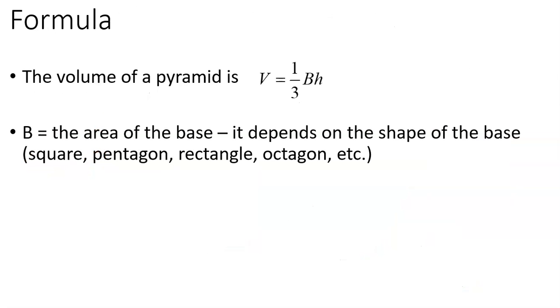Okay. So volume of a pyramid, 1/3 area of the base times height. I made a note that the area of the base depends on the shape of the base, right? Is it a square? Is it a pentagon? Is it an octagon? What is it that's the base? You're going to have to calculate that separately, then throw it back together. That h represents the height of the object.